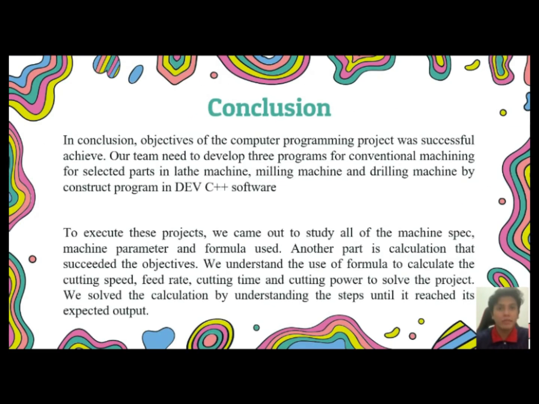In conclusion, the objective of the computer programming project was successfully achieved. Our team needed to develop 3 programs for conventional machining for selected parts on the lathe machine, milling machine, and drilling machine, by constructing programs in DEV-C++ software. To execute this project, we studied all the machine specifications, machine parameters, and formulas used. Another part is the conclusion that the objective succeeded.